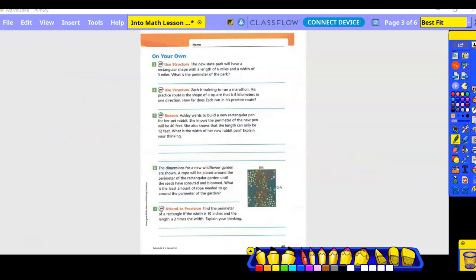On your own, number 3, the new state park will have a rectangular shape with a length of 6 miles and a width of 3 miles. What is the perimeter of the park? So 6 miles, 3 miles, and what is the perimeter of the park? Okay, so our formula, P equals 2L plus 2W. Okay, we're going to plug in our numbers. P equals 2 parentheses. What's our length?